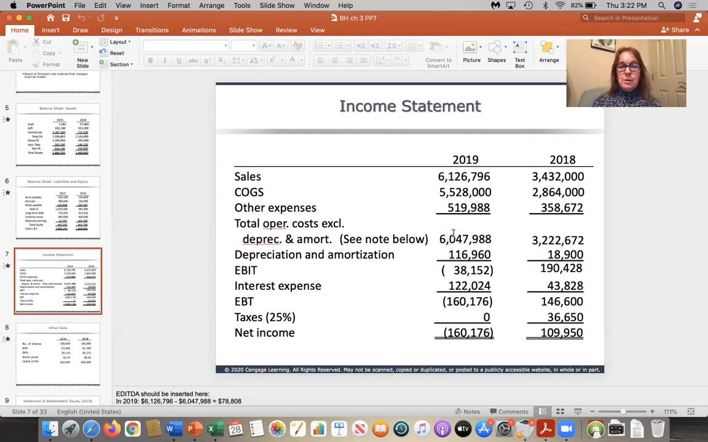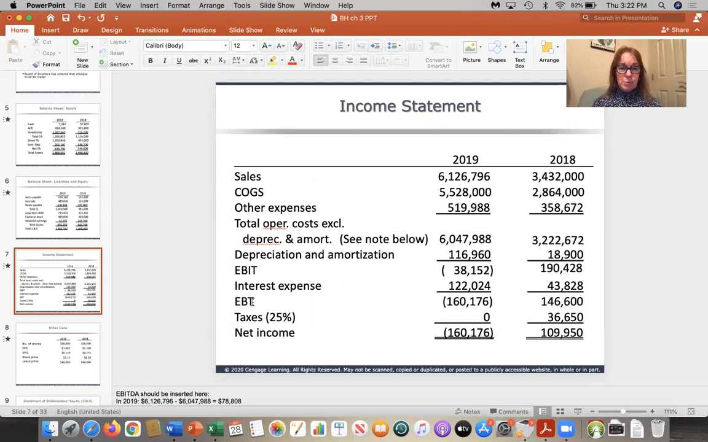All right. So what is that? What is EBITDA? Well, EBITDA is earnings. That should be a B right here. Hang on. So EBITDA. What does that stand for? Earnings before interest, taxes, depreciation, and amortization. And so you see here we have EBITDA. Here we have EBIT, earnings before interest and taxes.